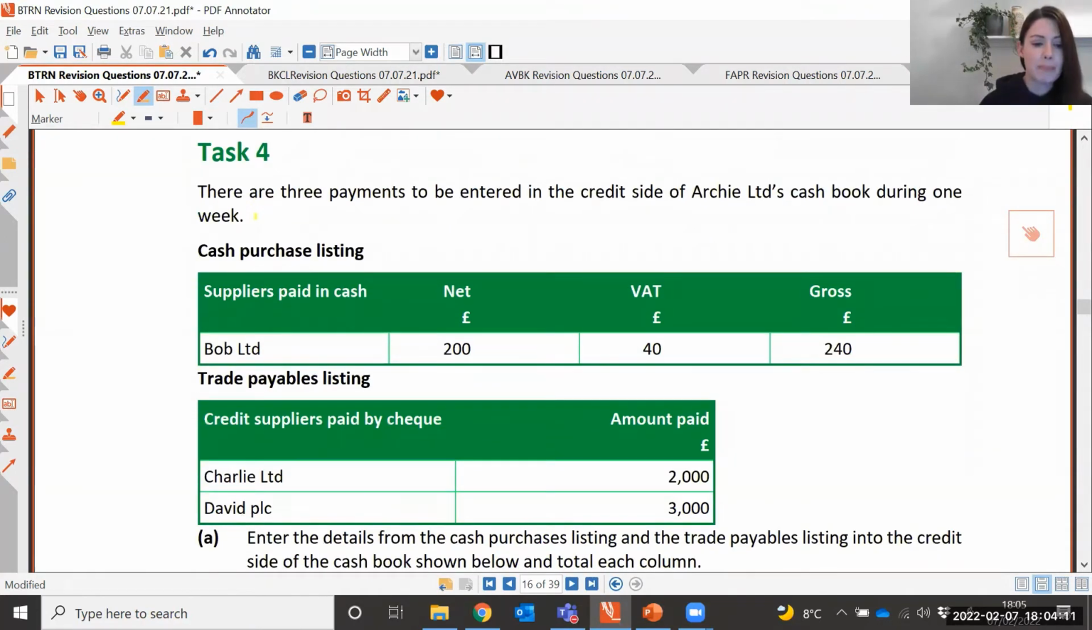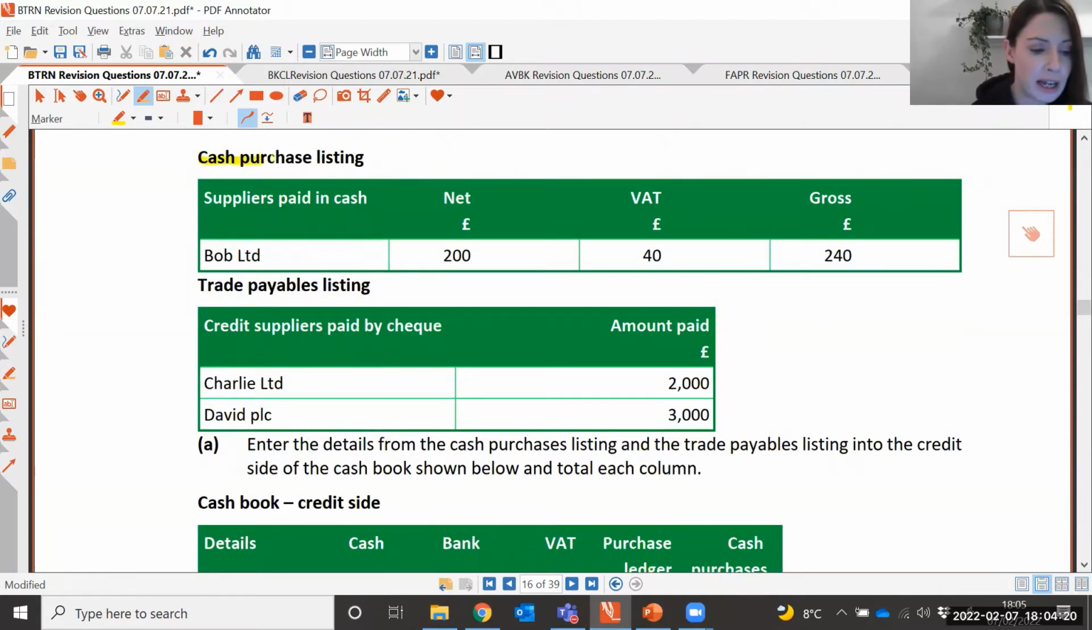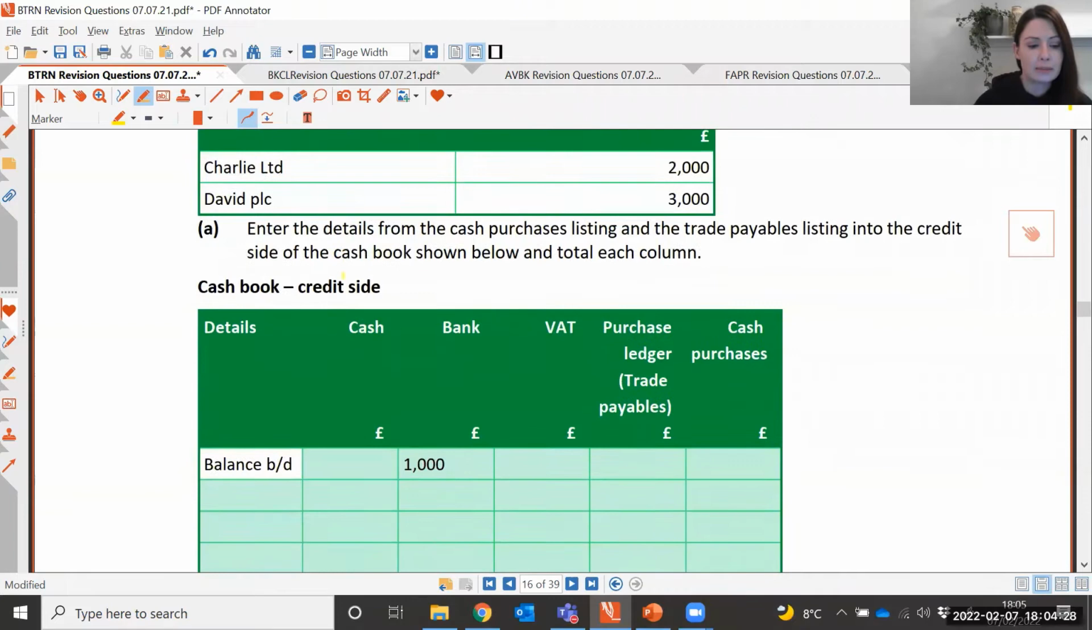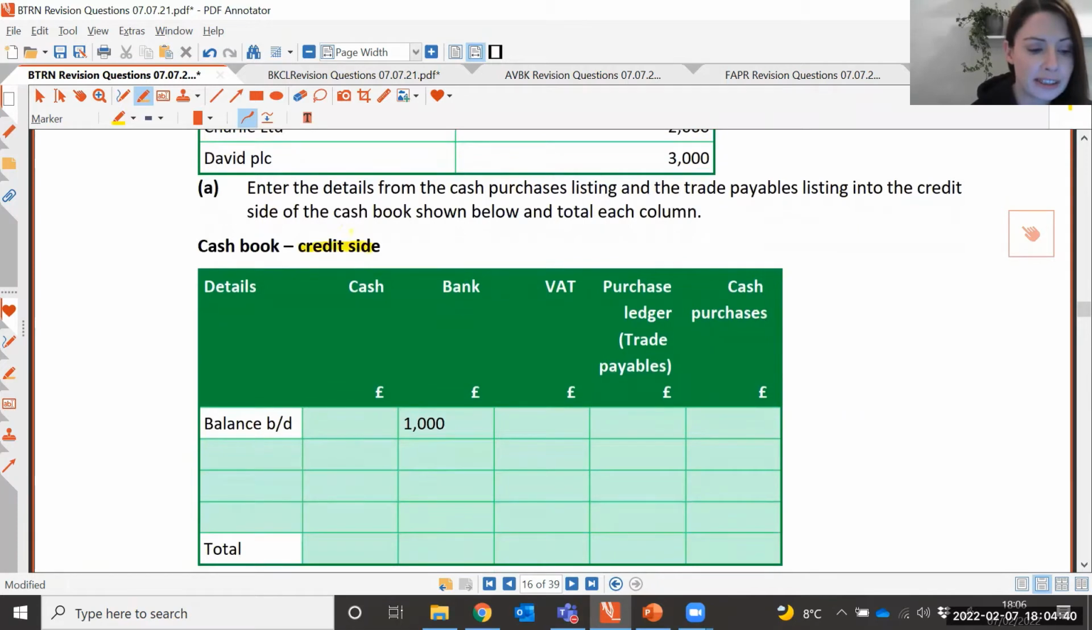Okay, so there are three payments to be entered into the credit side of Archer Limited's cash book during one week. So first of all, you can see we've got a cash purchase listing, and we've also got trade payable listings. Then it says, Part A, enter the details from the cash purchase listing and the trade payables listing into the credit side of the cash book shown below and total each column. So it's the credit side of the cash book, which means it's money going out. So money going out of the business bank account. So it's reducing the asset.